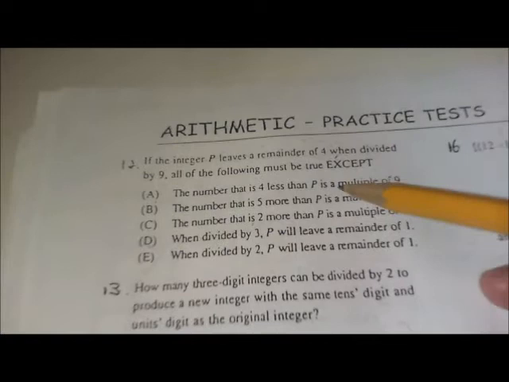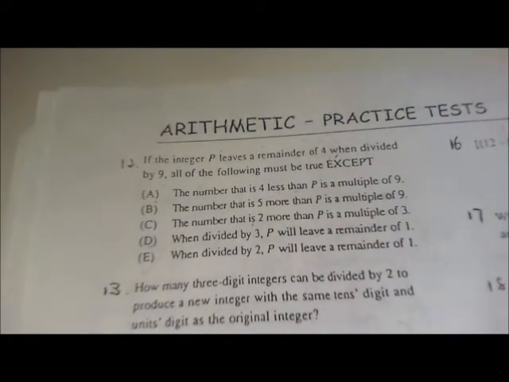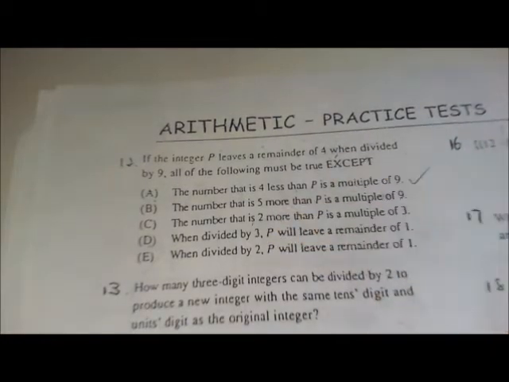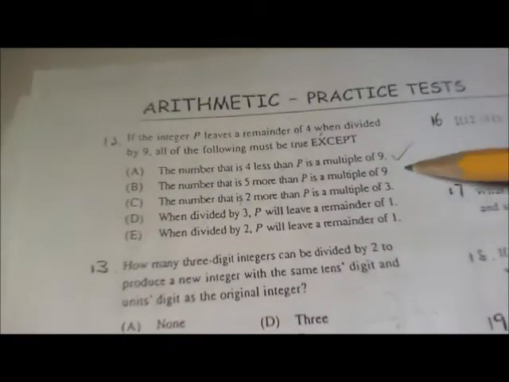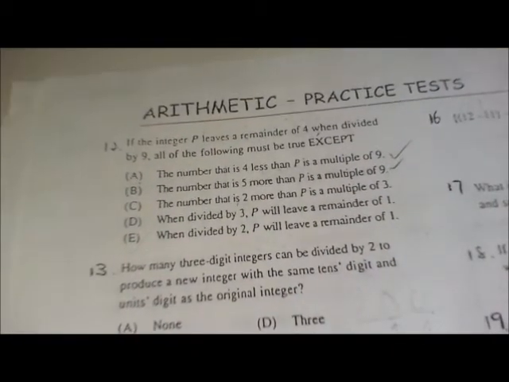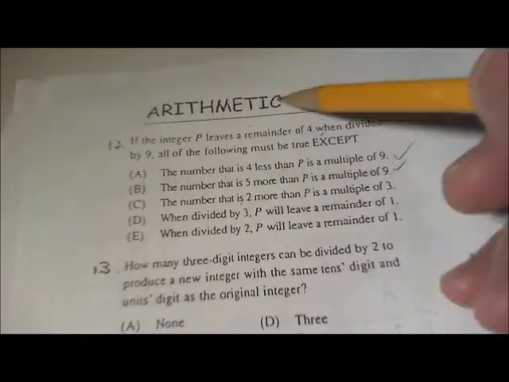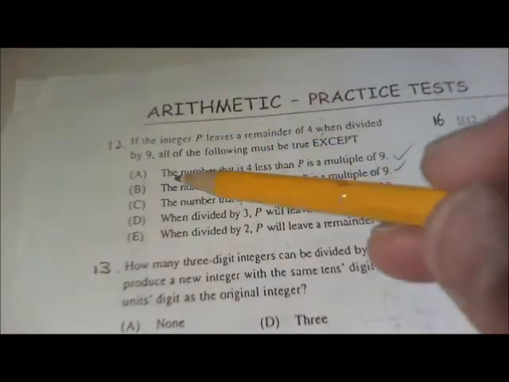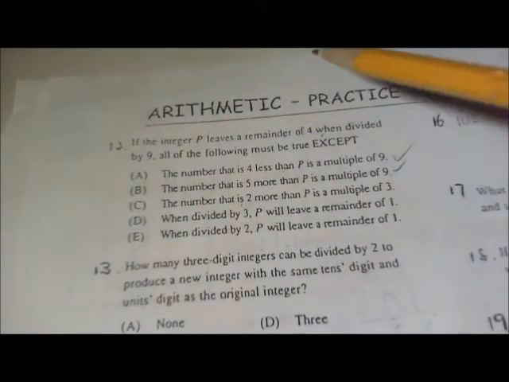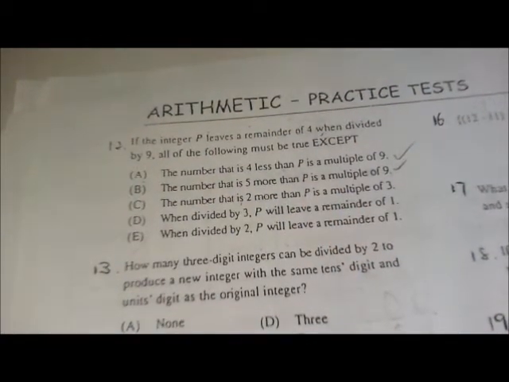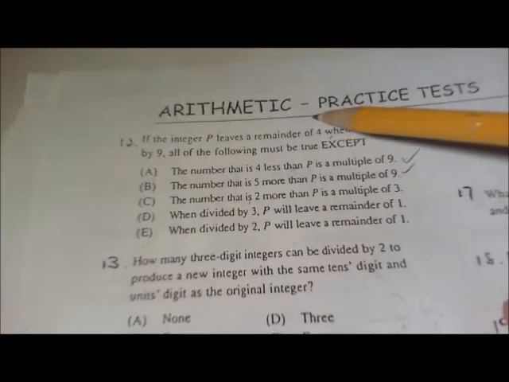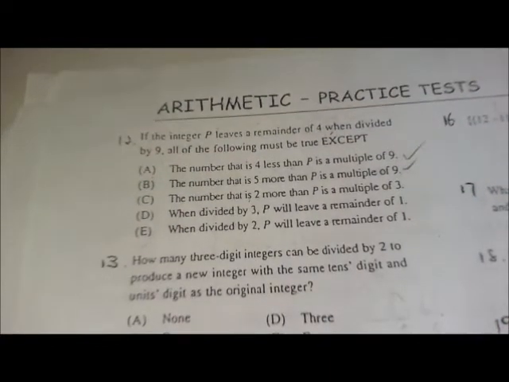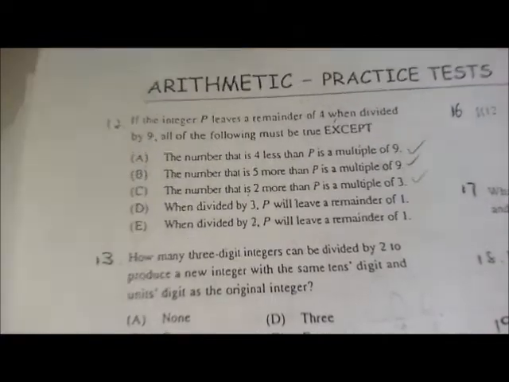So in this case, you look at the choices. A, 4 less than P: take away 4 is a multiple of 9, so it's right. 5 more than P: putting in the extra 5 is a multiple of 9, so it's correct. Now 2 more than P, 2 more from the remainder, which is 6. Now you notice that this is divided by 9. If this number is divided by 9, then it's also divided by 3 because 3 is a factor. So you add 2 more here, 4 plus 2 is 6. 6 is divided by 3, so the answer is correct here.